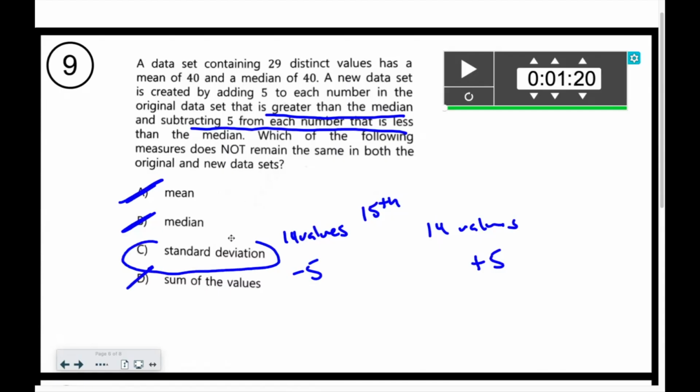So the answer is standard deviation, because all the values to the right of the mean get bigger and all the values to the left of the mean get smaller. So it creates a larger spread or a larger variation. Standard deviation is a measure of spread. The data is going to be much more spread out because all the values got further from the mean, but the mean itself didn't change. So it's definitely the standard deviation.